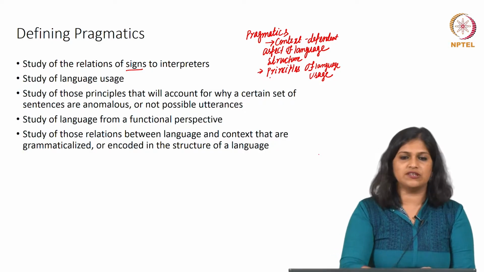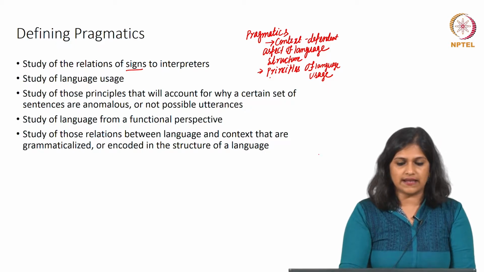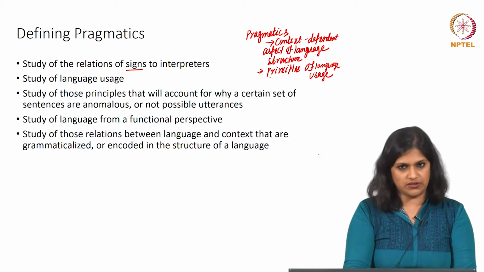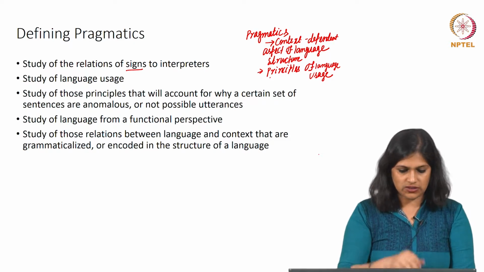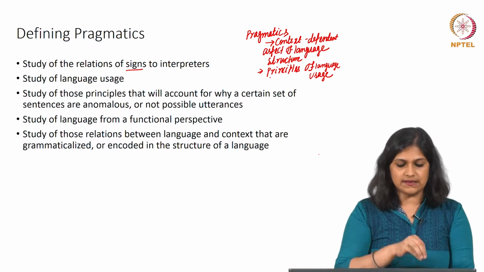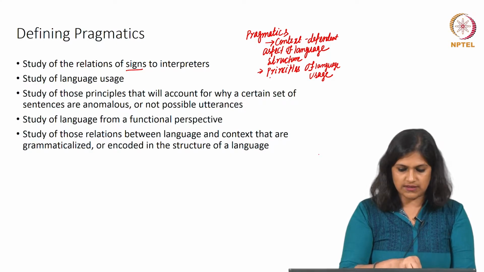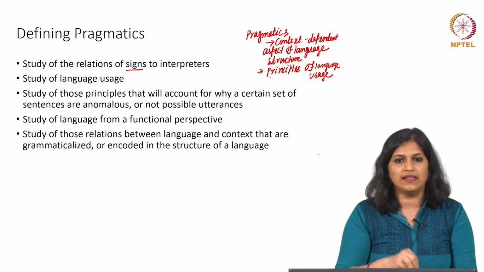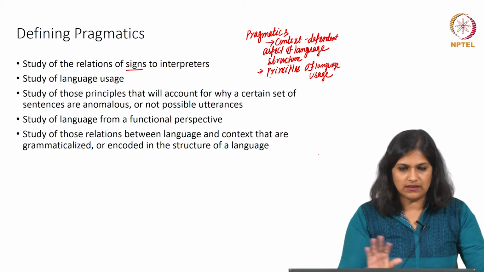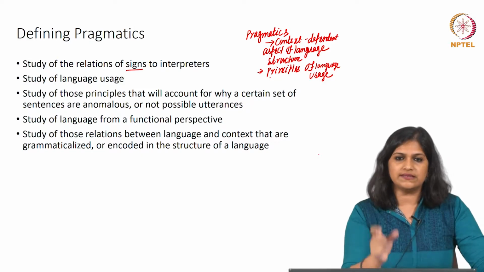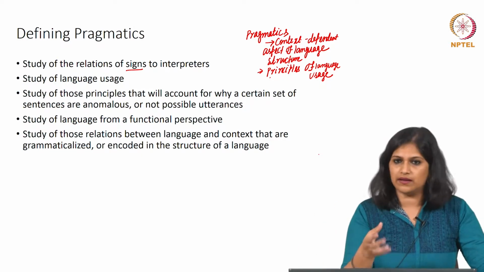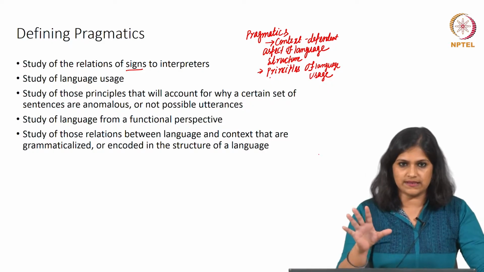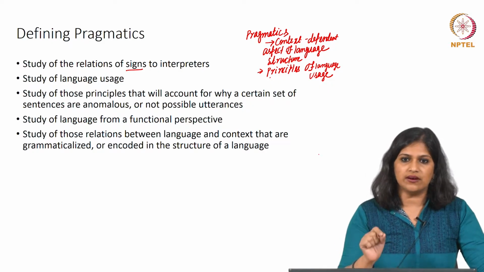So, the fifth definition that we see on the slide is the best definition, I would say, or the most comprehensive definition. And what is that comprehensive definition? Let us read it out. Pragmatics is the study of those relations between language and context that are grammaticalized or encoded in the structure of a language. It sounds a little longish, but do not worry. Let us break it into part by part, and then you can easily understand that. What is it saying? Pragmatics is the study of those relations.